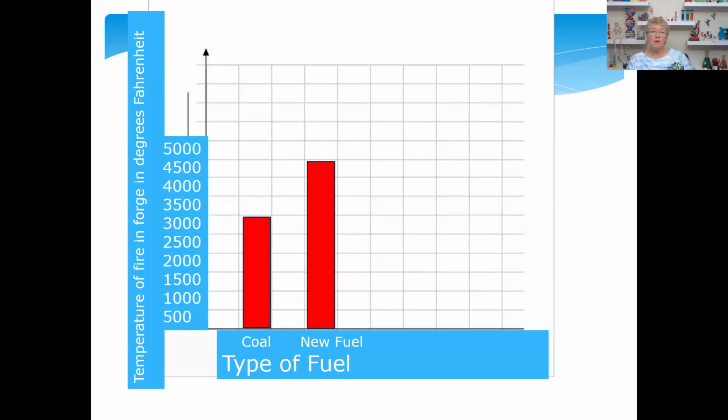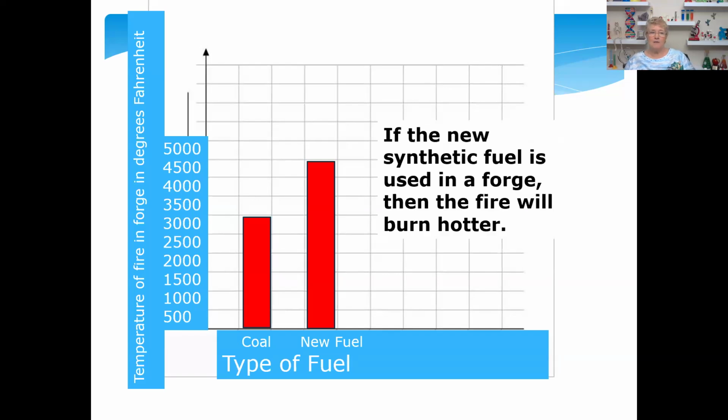So if these were our results, was our hypothesis supported by our results? Yes? No? Remember what our hypothesis was. Our hypothesis was if the new synthetic fuel is used in a forge, then the fire will burn hotter. Was our hypothesis supported? Got a thumbs up from Matthew. Yes, our hypothesis was supported.